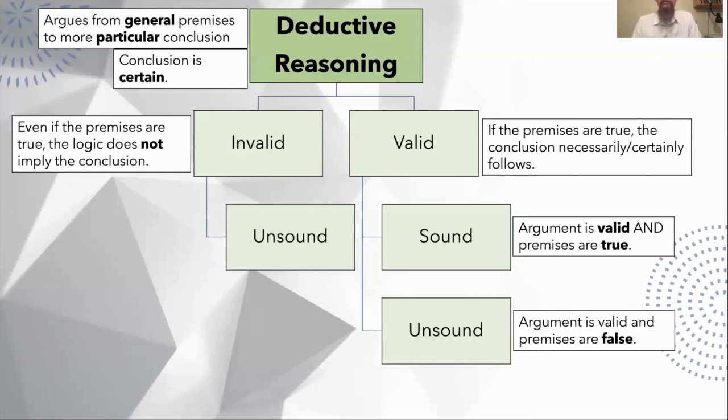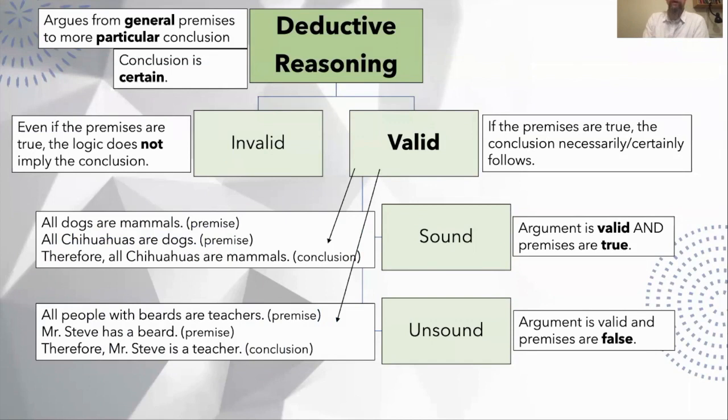So let's look at some of these with deductive reasoning. Okay, so let's look at a couple of valid arguments that are examples of deductive reasoning, where if the premises are true, then the conclusion necessarily and certainly follows. We're going to look at two valid syllogisms, one that is sound and one that's unsound. And you can see that the sound argument is there beside the box with the word sound in it. The unsound argument is next to the box that says unsound. We'll look at the valid and sound argument first.